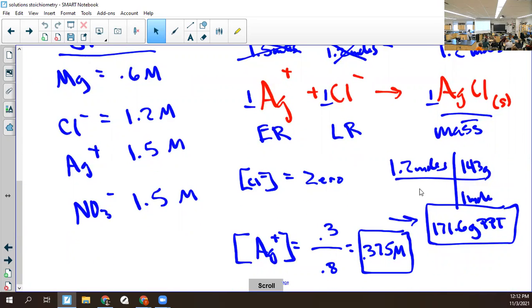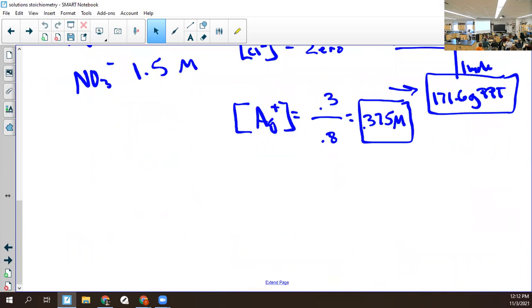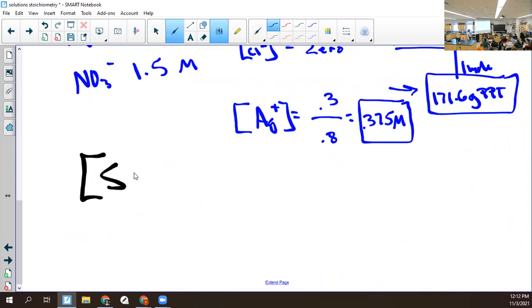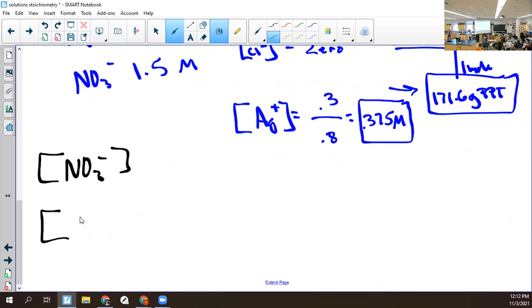So the last thing we have is the concentration of the spectator ion, right? What were the spectator ions? I should just write them. Oh, see, that's why you can't drop. NO3 minus and Mg plus 2. Okay, so I didn't leave much space here. We'll just move them down here.